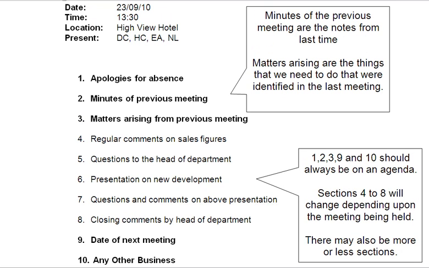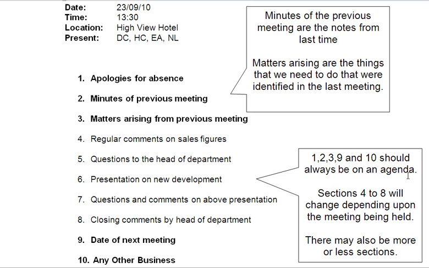As the note says on the right hand side here, they are the things which actually appear on all agendas in this order. Okay, so you need to have these on any agenda you produce. Apologies for absence. Well, if you're going to miss the meeting, you should send your apologies to the chairperson. That's the person who's going to run the meeting, so they know that you're not going to be there. It's just polite.